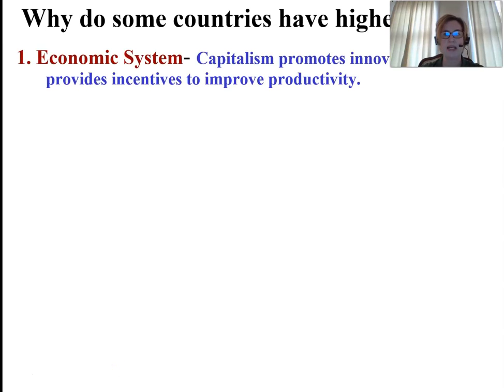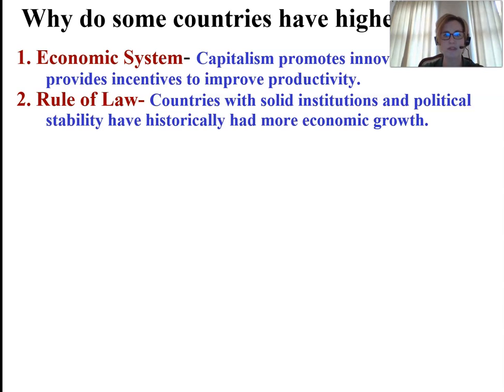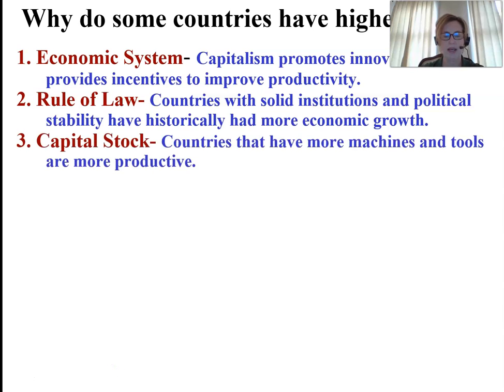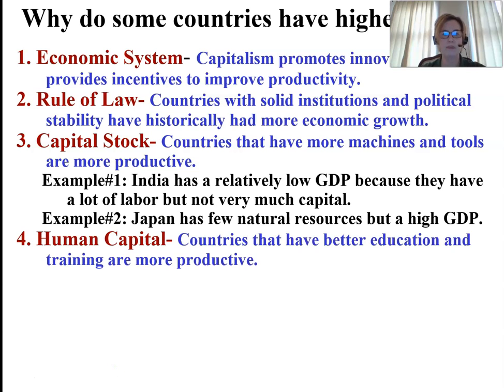Economic systems. Capitalism promotes innovation and provides incentives to improve productivity. Rule of law. Countries that have solid institutions and political stability historically are going to have more economic growth. Capital stock. Countries that have access to more capital, meaning machines and tools, are more productive. And the fourth important factor is human capital. Countries that have better education and training are more productive.